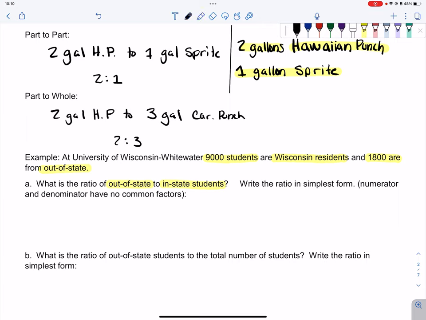So to get it in its simplest form, usually that means we're going to want to write it as the fraction version because that's going to be the easiest way to be able to simplify. Most scientific calculators will be able to simplify it for you. So my number of out-of-state students that we have is 1,800. And then we also have 9,000 in-state students, so I'm going to divide this by 9,000.